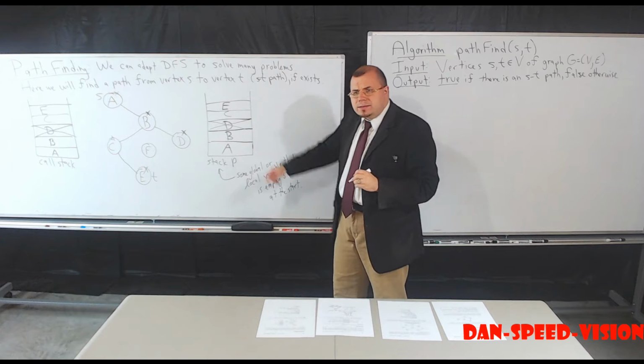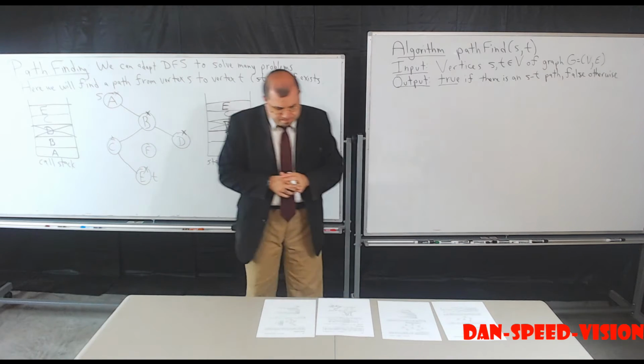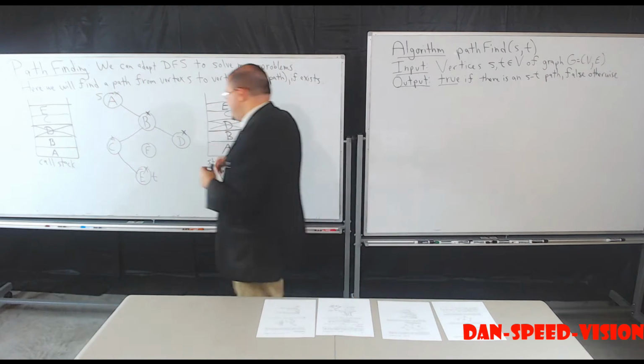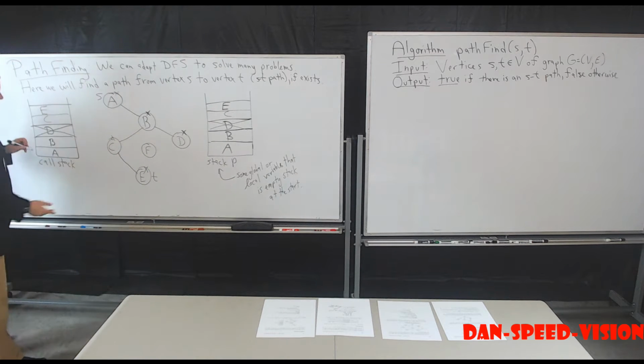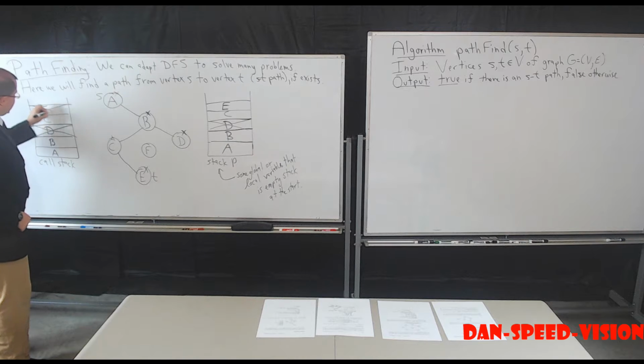Well, E is T, right? So do I have to consider any incident edges? No, right? I'm already there. I'm already at the destination. So what am I going to do? Well, I'm going to return true from this, saying, hey, look, I found it. So what does that mean? I'm going to return true, pass it along now to C.